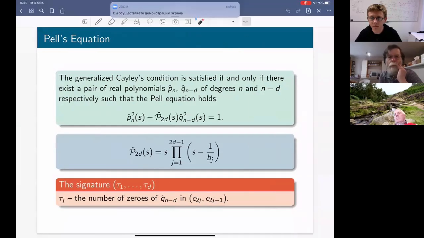Could you put up the slide with the Pell's equation again? Yeah, I will. Yeah, I think that it should be seen now. Yeah.